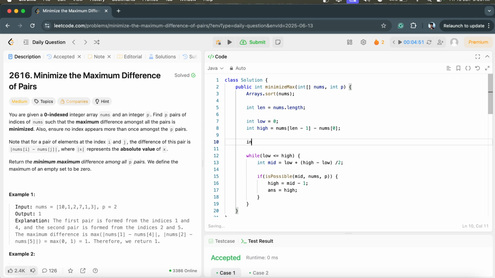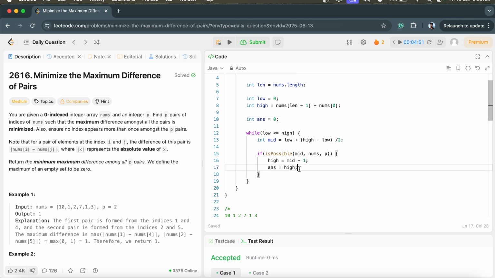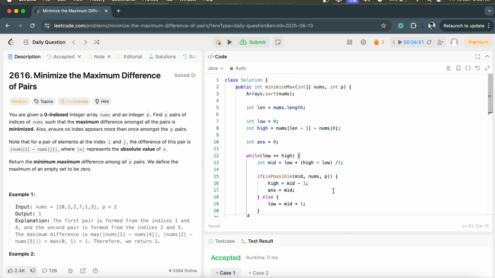Okay, let me create answer. So the best answer, if there are no possibilities, should be 0. So we are initializing answer to 0. The moment at any point in time, whatever the value that we are getting, if it is satisfying, we will update answer to mid. Okay, not to high, to mid. Whatever the mid value that we are getting, we are updating. So basically the next thing is, if it is not satisfying, we will check for higher values. Okay, low equals mid plus 1. For this one, I'll take an example and walk you through again, then you will understand it.